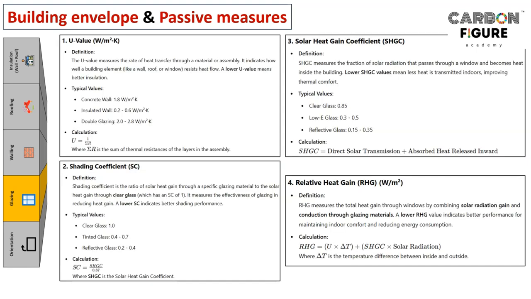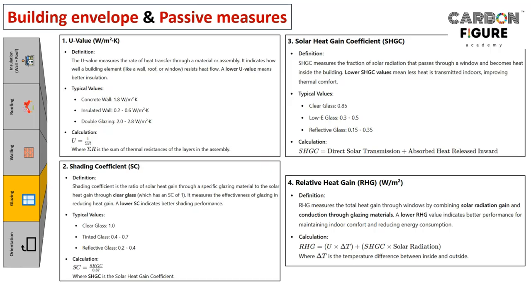So U value is measured in watt per meter square Kelvin, right? What does the definition say? The U value measures the rate of heat transfer through a material or assembly. It indicates how well a building element, which can be a wall, roof or window, resists the heat flow. So a lower U value means better insulation, right? So you should understand it as the rate of heat transfer through a material or assembly.